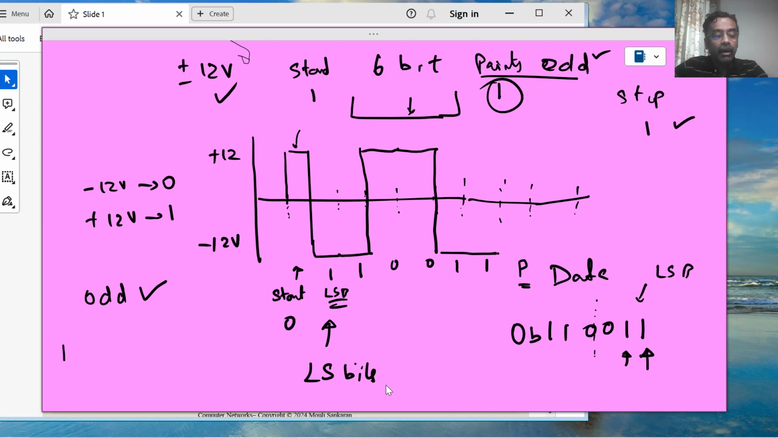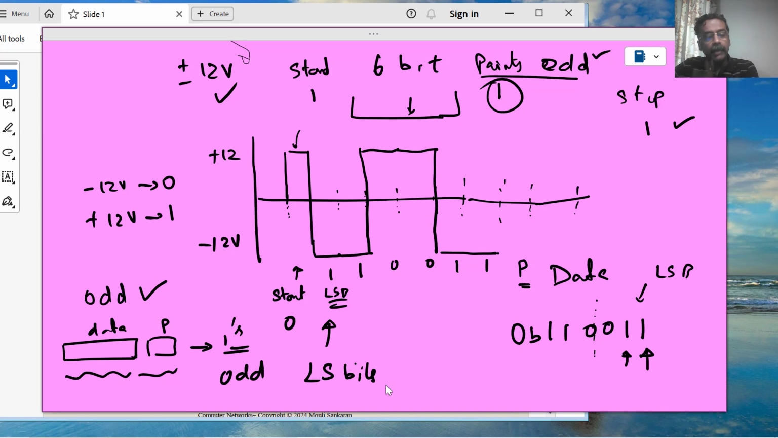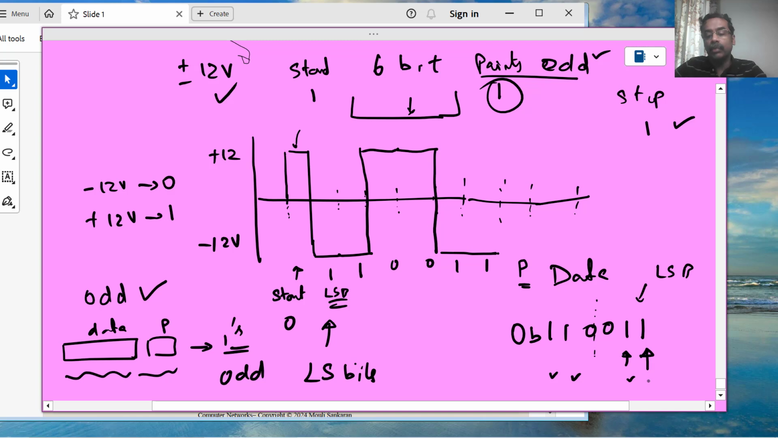What does it mean? Along with the data bits, whether it's 6-bit data, 7-bit data, whatever it is, the parity bit is also sitting there. If you count the number of ones, it should be odd. That's what you mean by odd parity. When you send the data and the parity bit, an odd number of ones should be there. Now, how many data bits are there? You don't consider the start bit for the parity, so you only look at the data bits. How many ones are there? There is an even number of ones.